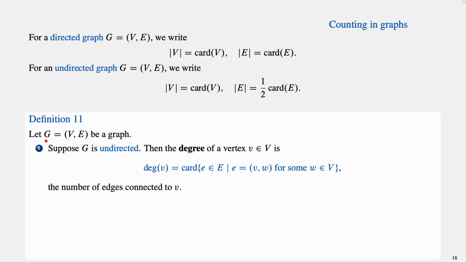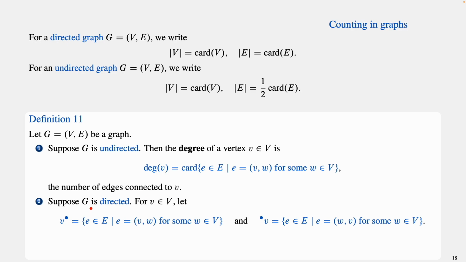Now, if G with vertices V and edges E is a graph, and we suppose first that G is undirected, then we define the degree of a vertex in this graph, written deg V, to be the cardinality of the set of edges such that the edge contains V as its initial vertex. So in other words, the degree of V is the number of edges connected to the vertex V.